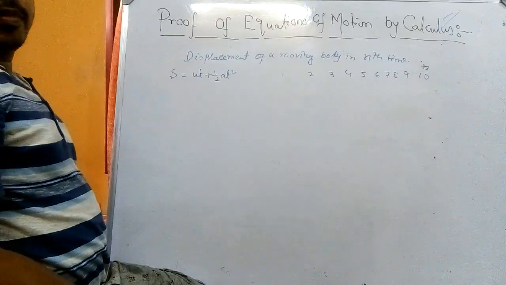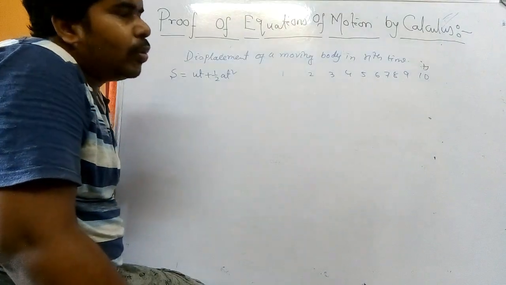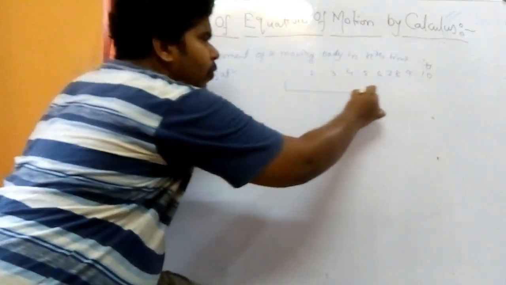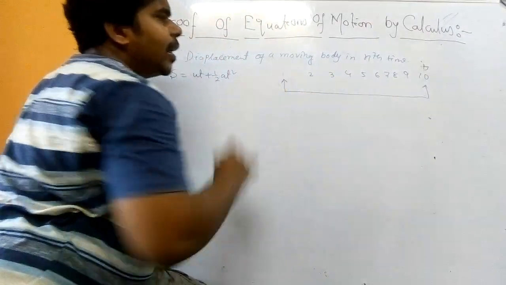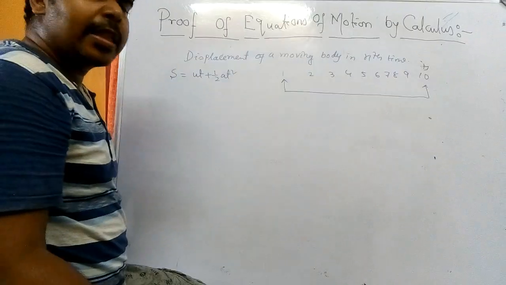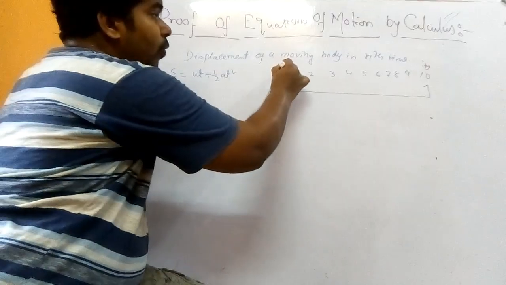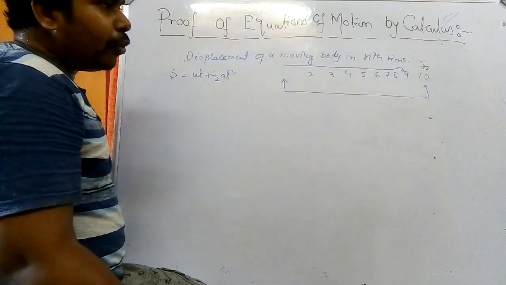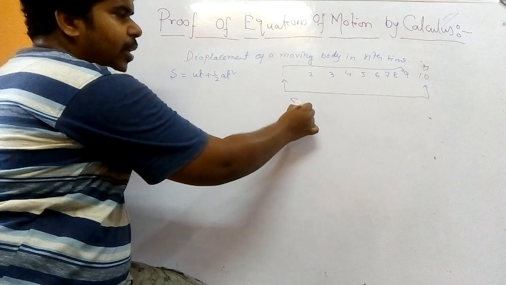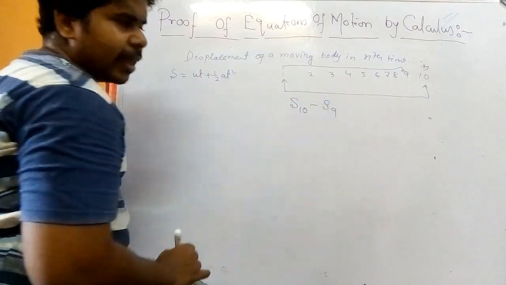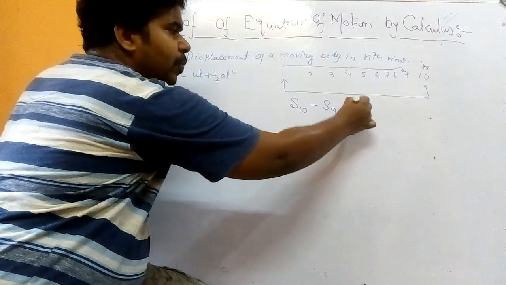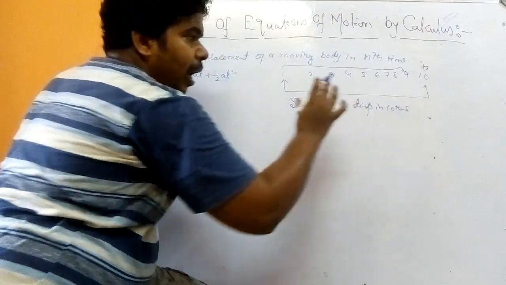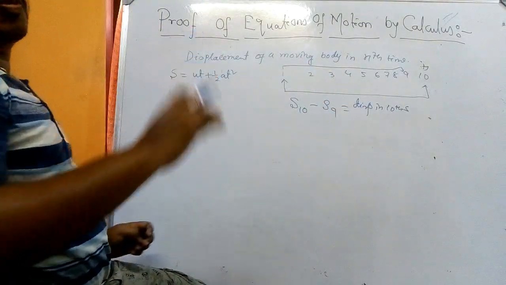This is the time. If it is told to find the displacement in 10 seconds, it is clear that you can find the total displacement in 10 seconds. You can also find how much displacement occurred in 9 seconds. So if you subtract, displacement in 10 seconds minus displacement in 9 seconds, you can find the displacement in the 10th second. That last second, how much it is displaced.